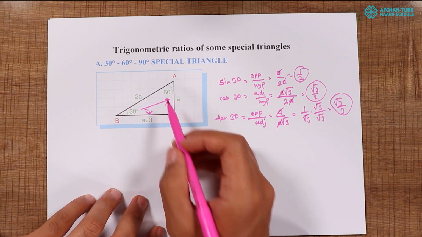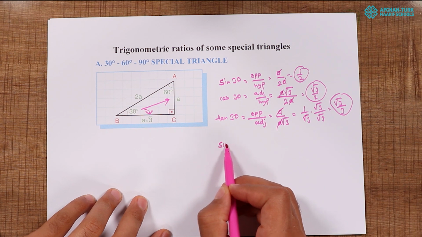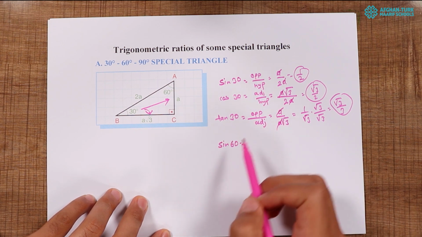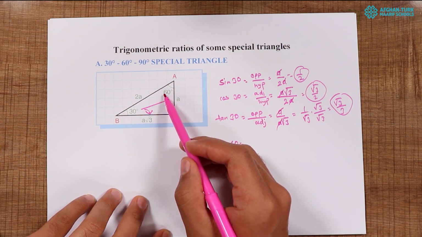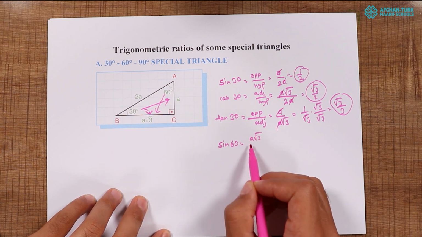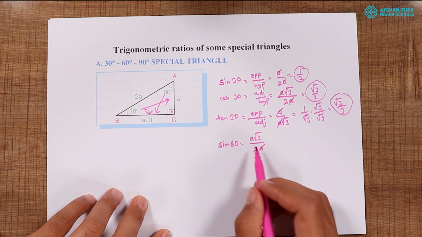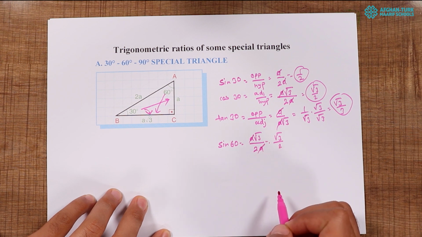So let me find sine, cosine and tangent of angle 60. Sine 60 is also opposite over hypotenuse. What's the opposite side of 60 degrees? It means here, a square root of 3, over what's the hypotenuse? 2a. So we can cancel them. It equals square root of 3 over 2.